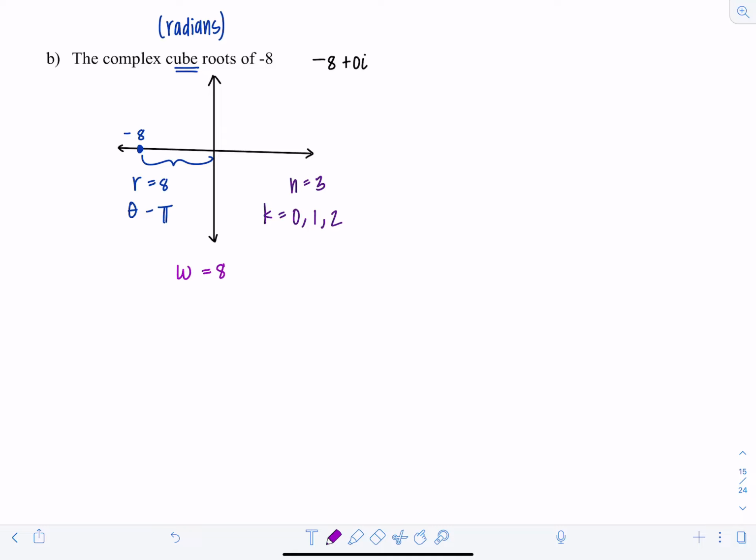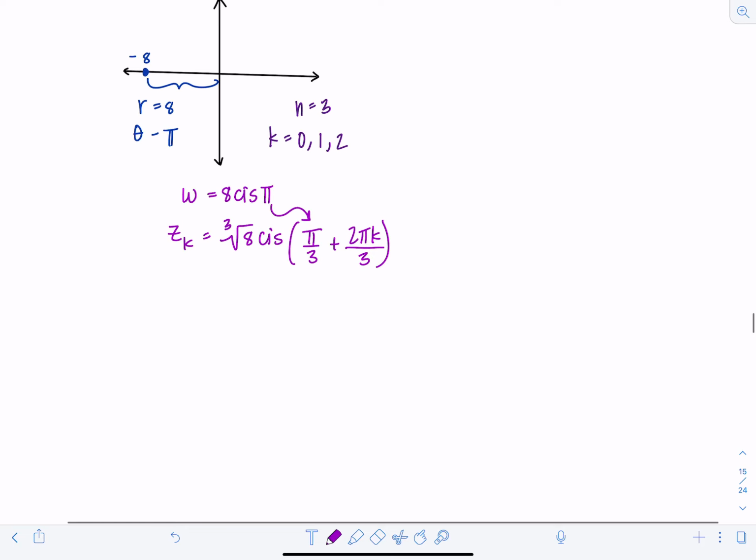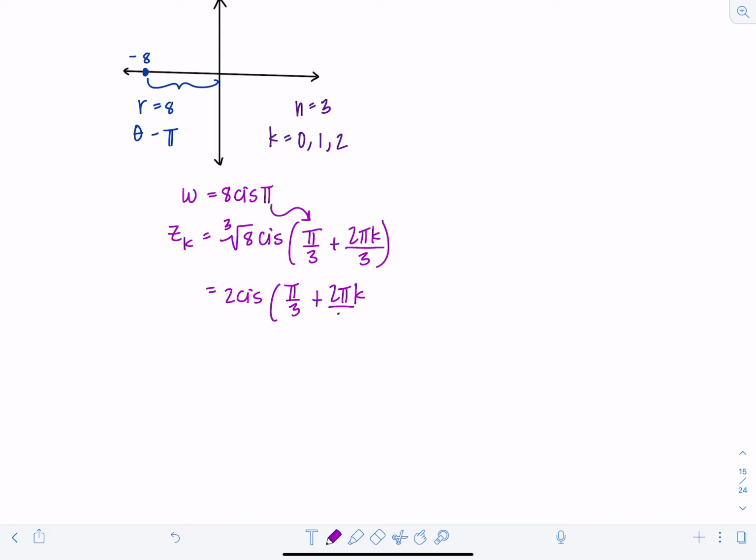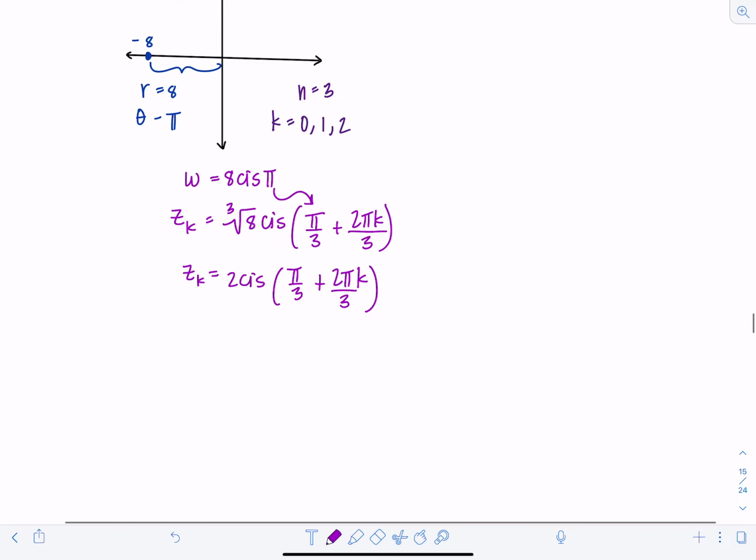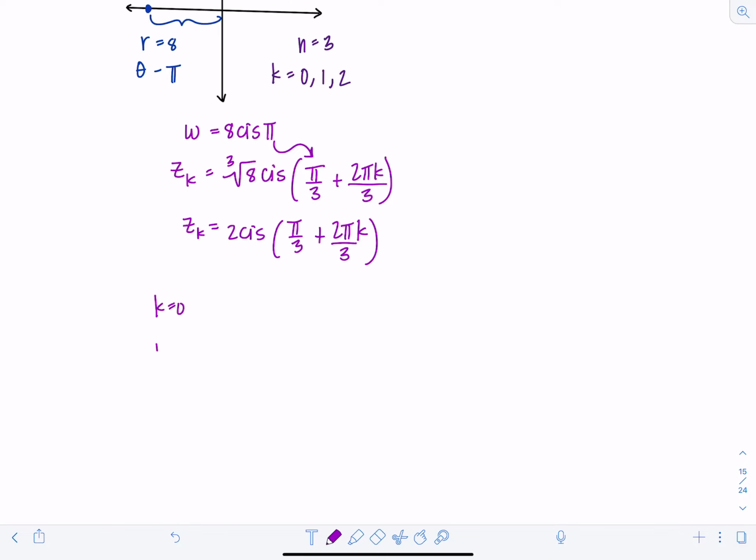Okay, so first let's write our number w in polar form. So w equals 8 cis pi, which means z sub k is going to be the cube root of 8 cis, and then you take that angle, divide it by n, so 3, plus 2 pi k over 3. And then I can clean this up a little bit. So this is going to be 2 cis of pi over 3 plus 2 pi over 3 times k. Okay, so let's get going. So we'll do k equals 0, k equals 1, and k equals 2.